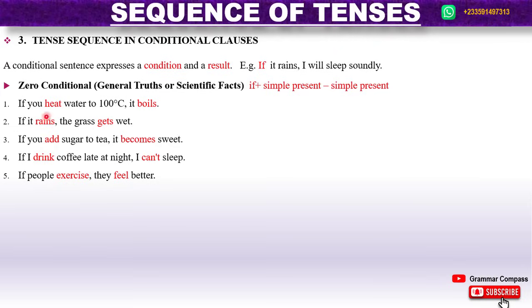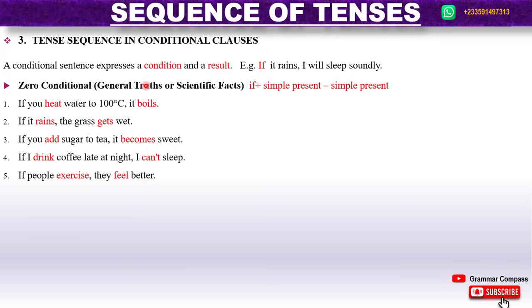Therefore, if the verb form in the conditional clause, the if clause, is in the simple present, then we should use the simple present form in the main clause. For example, if you heat water to 100 degrees Celsius, it boils. If it rains, the grass gets wet. If you add sugar to tea, it becomes sweet. If I drink coffee late at night, I can't sleep. If people exercise, they feel better.